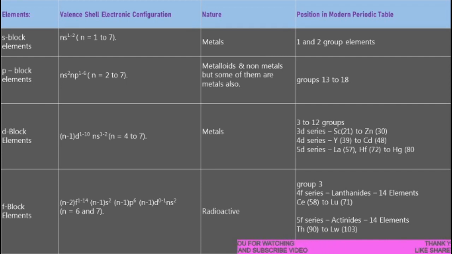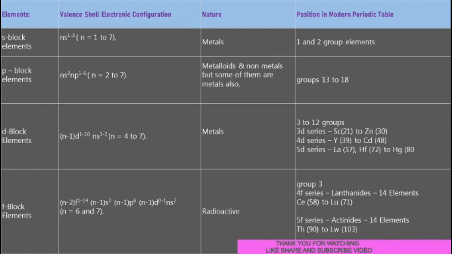Now we see D block elements. D block elements have d orbitals with 1 to 10 electrons. The configuration is ns1 to 2, where n is 4 to 7, meaning 4d, 3d, 5d, like this. The nature of these elements is metallic. The position is groups 3 to 12, present in the middle, with 3d, 4d and 5d series.